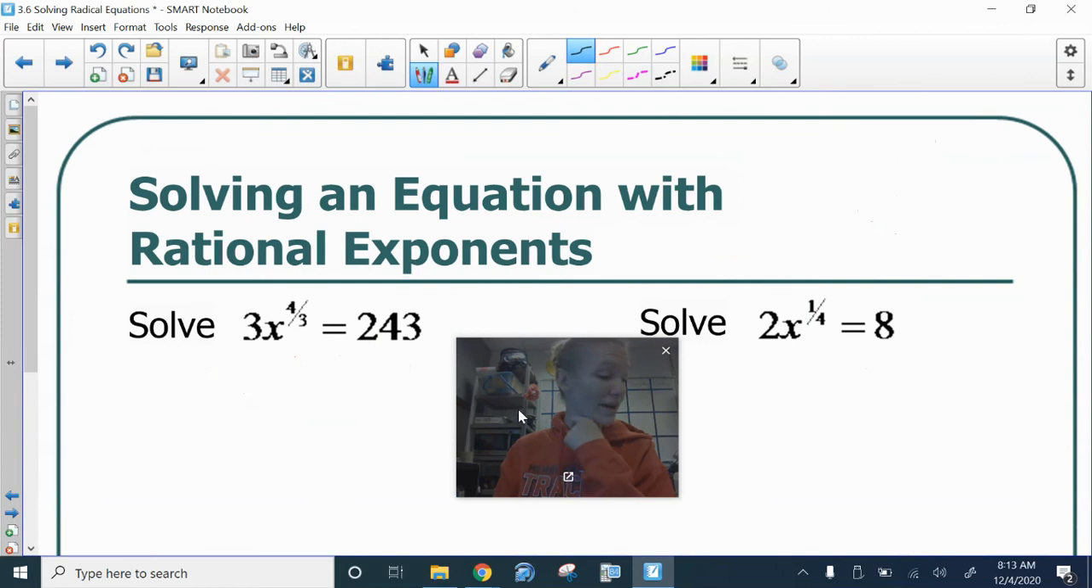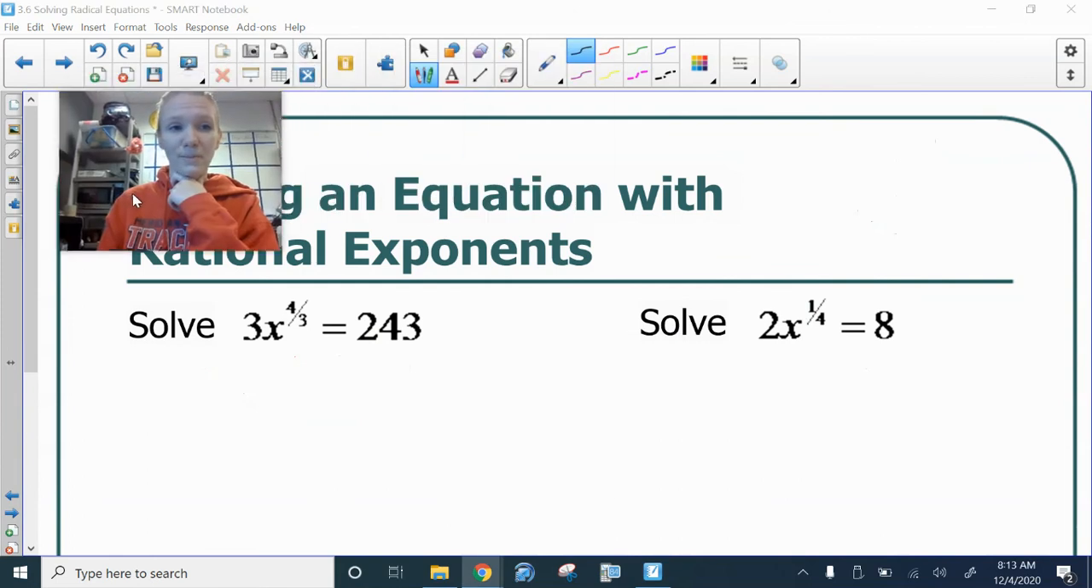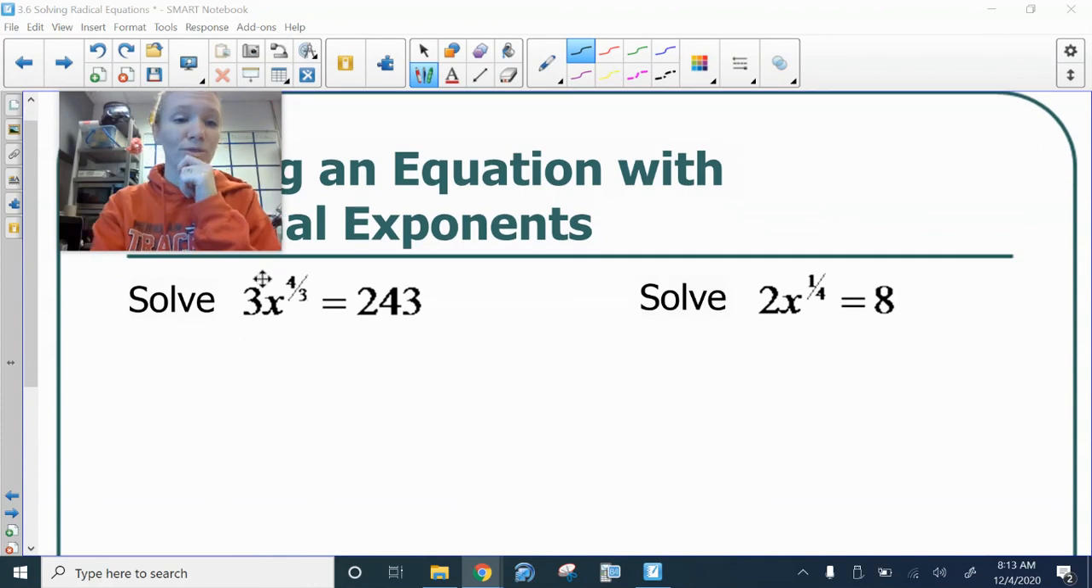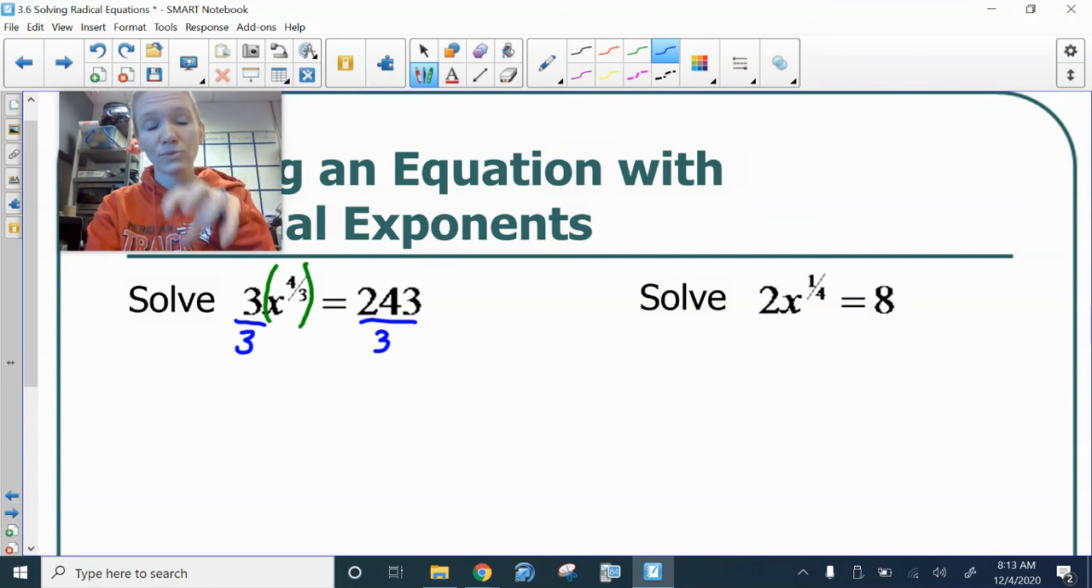Let's try another one. What if they have exponents instead of a radical sign? They're still done the same way. Isolate, eliminate. So if I want to isolate, right now, the exponent is only on the x, it's not touching the 3, or there's no parentheses. So this is kind of what it looks like right now. I have 3 times x to the 4 thirds power. So what I need to do is isolate, so I need to get rid of the 3. If there were parentheses around the 3 and the x, then I couldn't get rid of the 3. But because there's no parentheses, I can go ahead and just isolate, get rid of that 3.